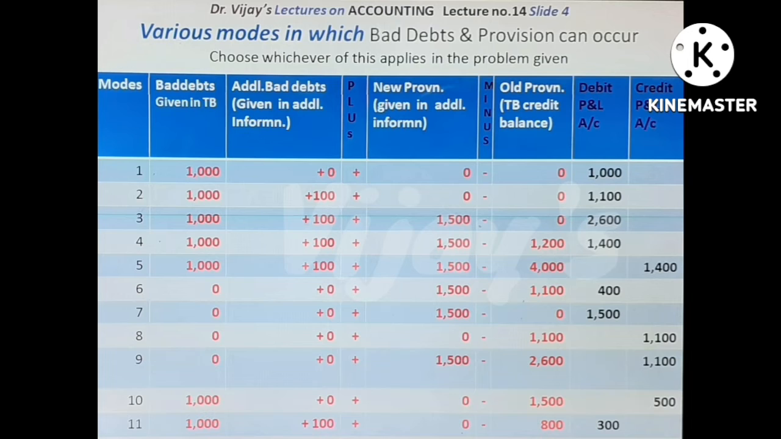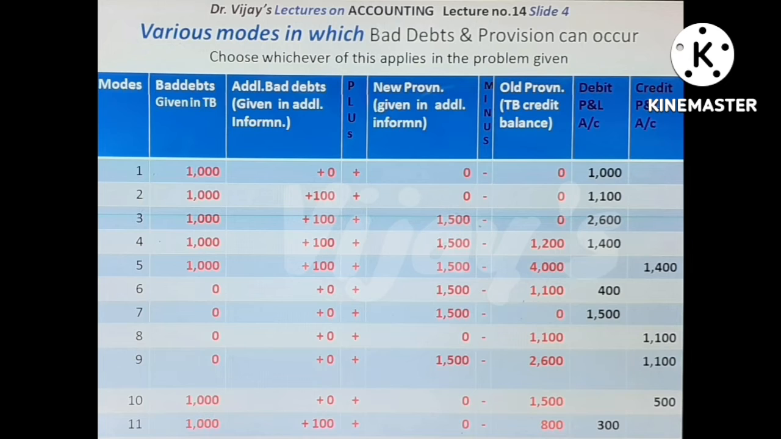Now mode 8: bad debt 0, additional bad debt 0, new provision 0, old provision 1,100. There is 1,100 provision for writing off bad debts of this period, no bad debts received this period. So this 1,100 we have to revert back to profit loss account. So it comes on credit side of profit loss account 1,100. In balance sheet from sundry debtors, nothing to be deducted.